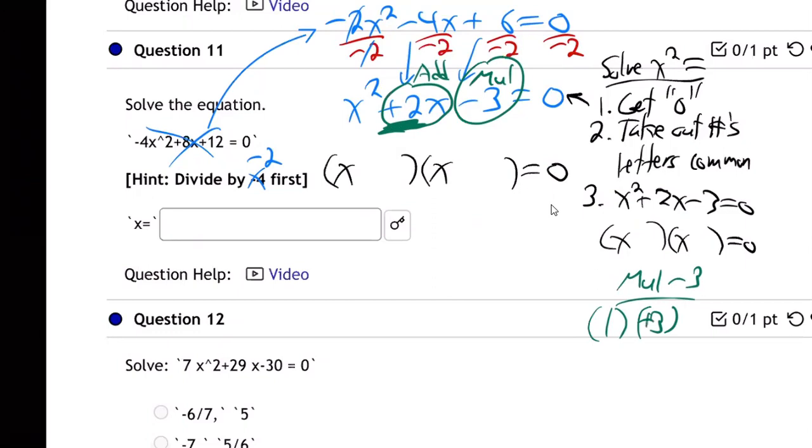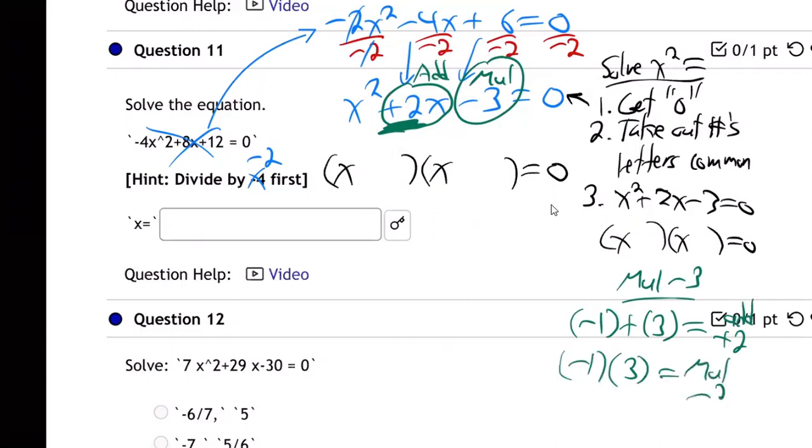So it's going to be plus 3 minus 1. Let me draw that a little better. It's going to be minus 1 plus 3. That'll add to be plus 2. And these guys multiply to be negative 3, don't they? That's my pair of numbers. Do you see how that works? I know that's the step that's hard for a lot of people. It takes some time. You just got to keep practicing this.